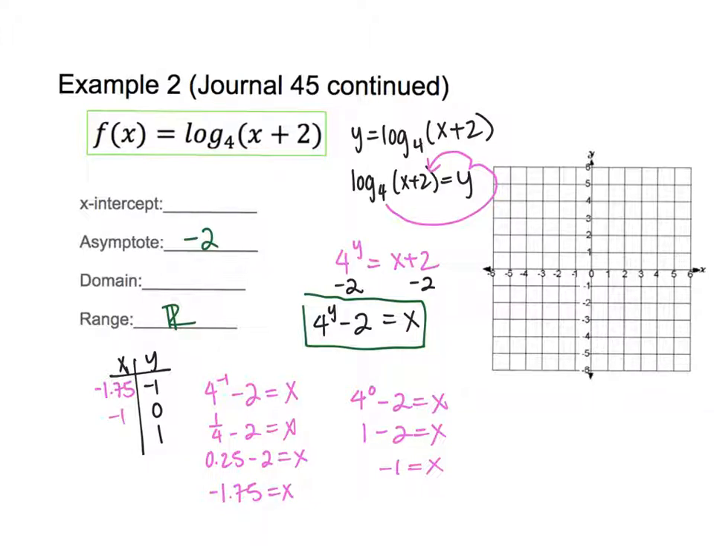And last but not least, I'm going to plug in that 1. So 4 to the 1 power minus 2 equals x. Well, 4 to the first power is just 4. Minus 2, well, that's just 2. And so x is equal to 2.